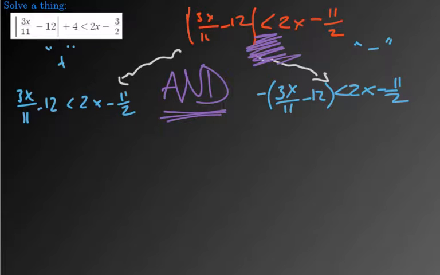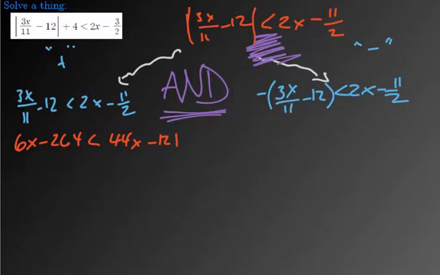So, to get rid of the fractions here, I might multiply everything by 22 because then it's a common denominator between 11 and 2. And I'll just get rid of all the denominators, or the fractions, right? So 22 over 11 is 2. 2 times 3 is 6. 22 times 12 is 264. 22 times 2 is 44. And then 22 divided by 2 is 11. 11 times 11 is 121.